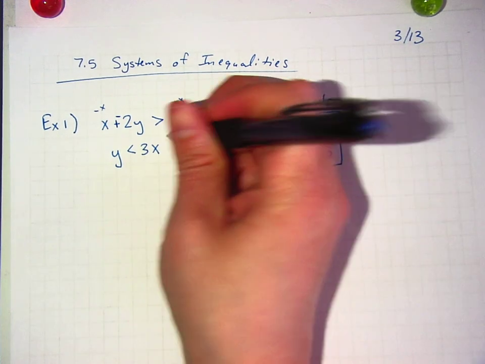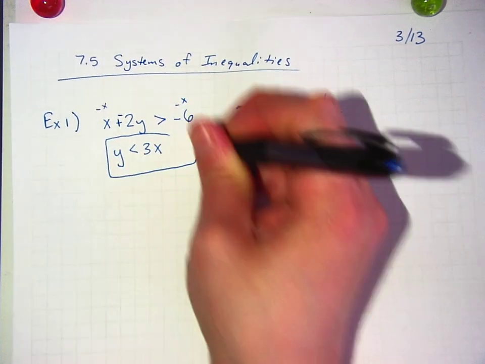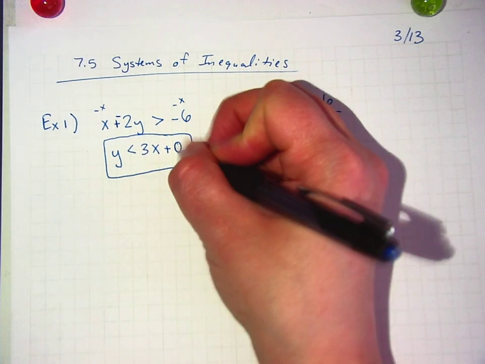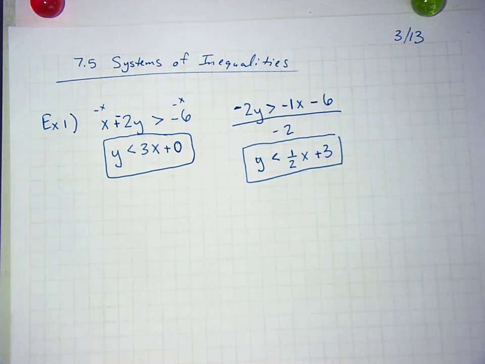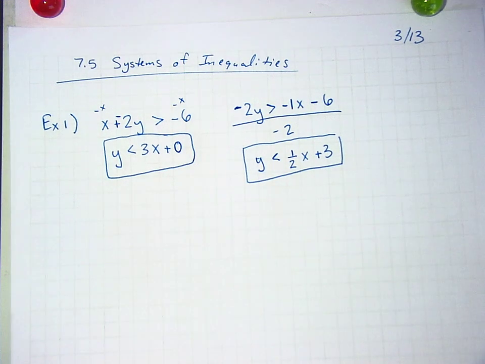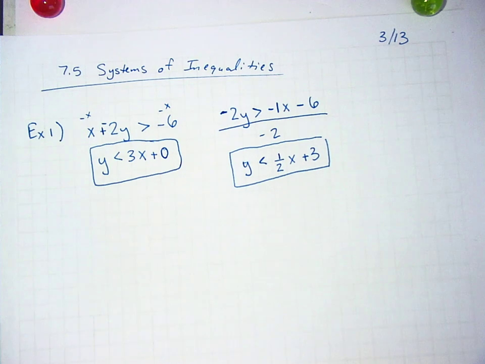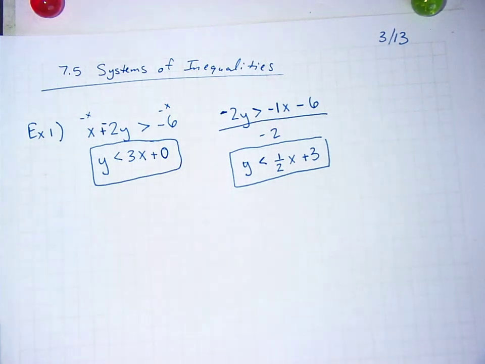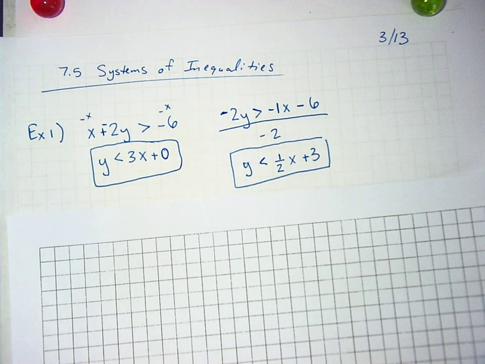The other one looks like this, but what's the y-intercept of this one? I'm just going to write plus 0 over here. All right. So now what we're going to do is flip it over and graph both of these in the same graph. I'm going to keep this up here so that you can see the equations we're graphing as we graph them.